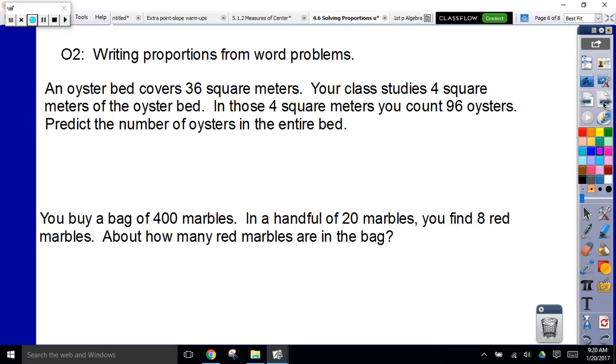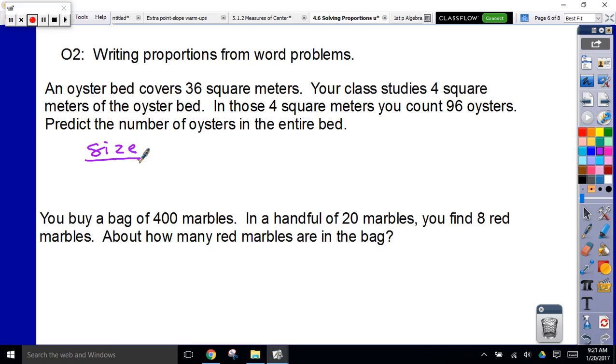How many meters the class studies. Okay, how many meters the class studies. I see what you're saying there. That's going to be two different sides of our proportion, but it's kind of the same concept, which is the size of the oyster bed. So let's write that as our top thing, the size of the bed.